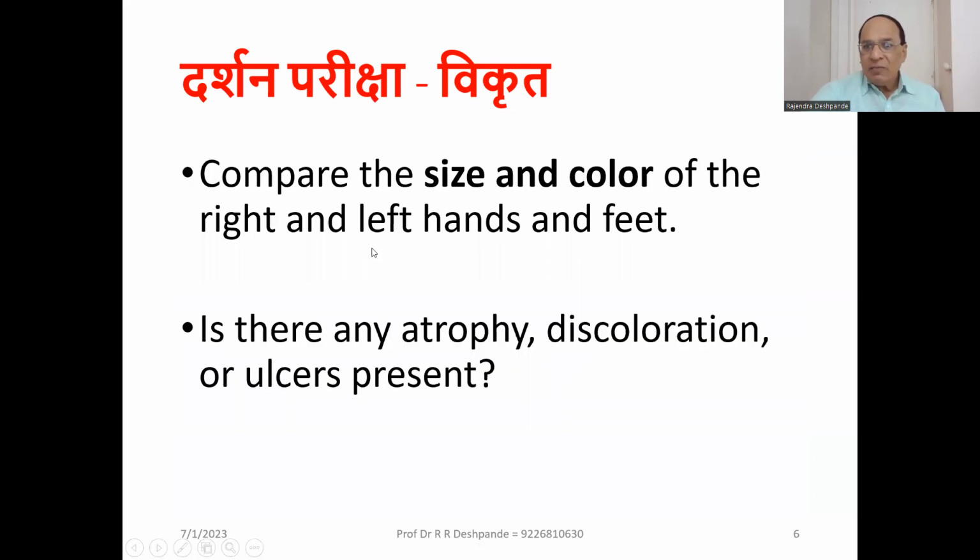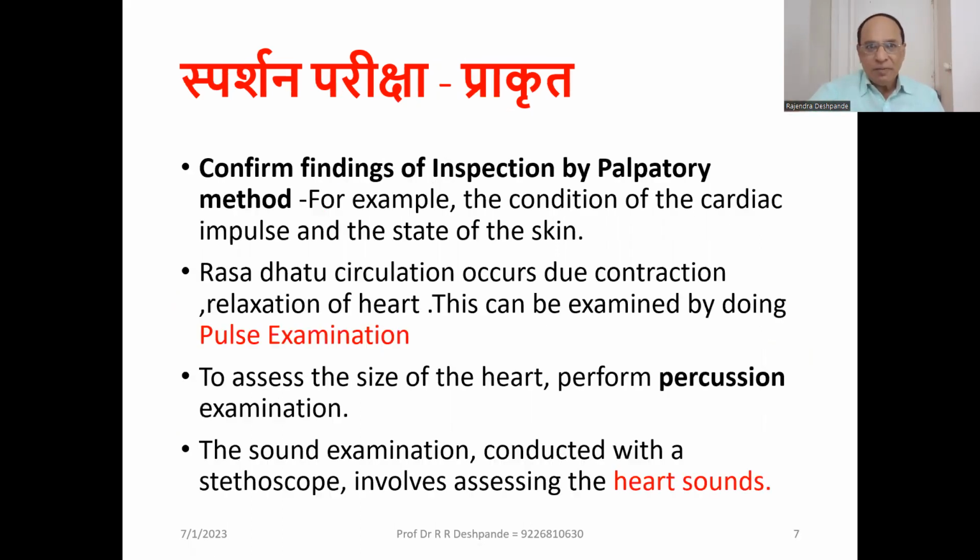Compare the size and color of the right and left hands and also the feet. If there are atrophic changes, discoloration or ulcers present, that can indicate problems of Rasavaha Samvahana. It is called Rasa Samvahana. Usually Rasa Samvahana and Rakta Samvahana are clubbed together. Always there is Rasa Rakta Samvahana, which is nothing but the plasma and cell circulation in the body.